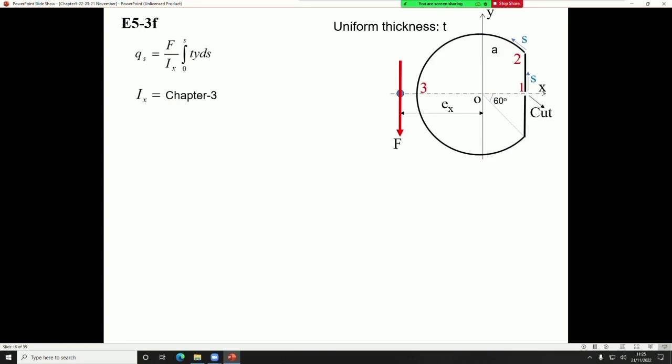What I'm saying is that at the moment this is an open section, but it's cut. If it's a very small cut, then we can say the Ix of this closed one and the open one are identical. So if you refer to chapter 3, you can find Ix. Now, any other methods you want to use, fine. You can find your value and compare it with whatever I've done in chapter 3. The answer to this one is already in chapter 3. So I substitute the value of Ix. At the moment, the thickness is uniform. So between 1 and 2, do you agree Y and S have the same origin and are collinear? So I can say Y is equal to S from 1 to 2. It gives me a quadratic distribution.